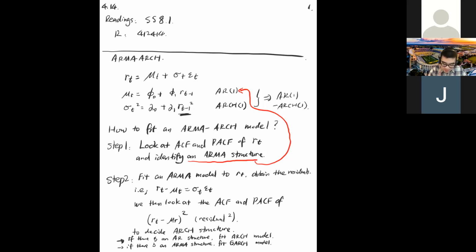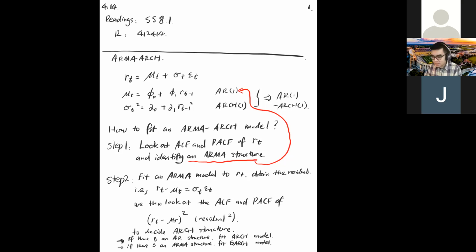All right, so those are the 2 basic steps of fitting an ARMA-ARCH model, or an ARMA-GARCH model. But you definitely need to fit a lot of models, checking the AIC, the BIC, the significance of the residuals, the significance of the coefficients, and the residual plot to decide your best model. Same idea as fitting a SARIMA model. So any questions first?